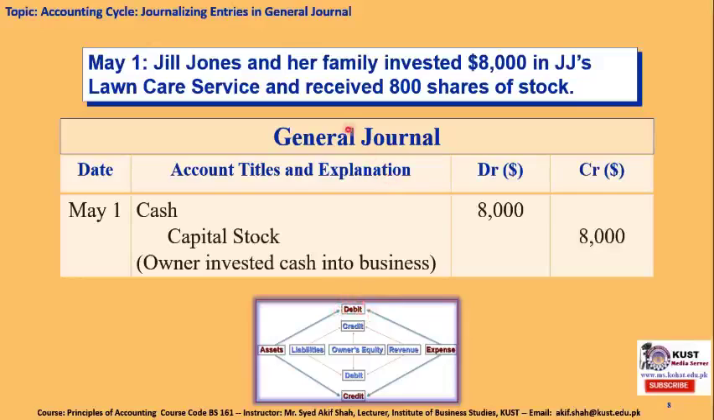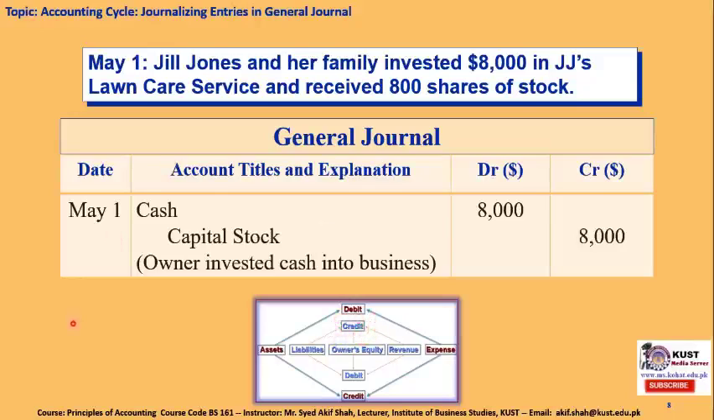And at the other side, we have to figure out that the company's capital stock has been increased because the company has issued 800 more shares of stock to Jill John and her family because of her investment. Therefore, the owner equity, which is just in the middle of this diamond rule, has also increased because the company has issued 800 shares of stock in excess to its previous issuance. So when there is increase in the owner equity, the rule states that we have to give a credit entry.